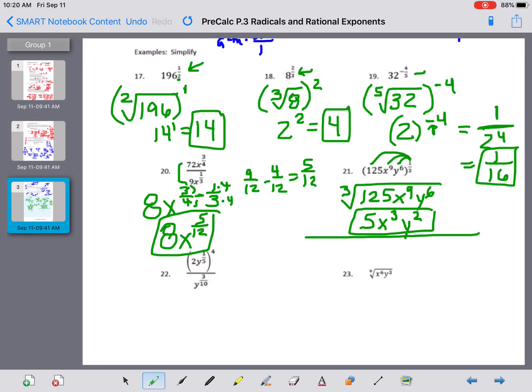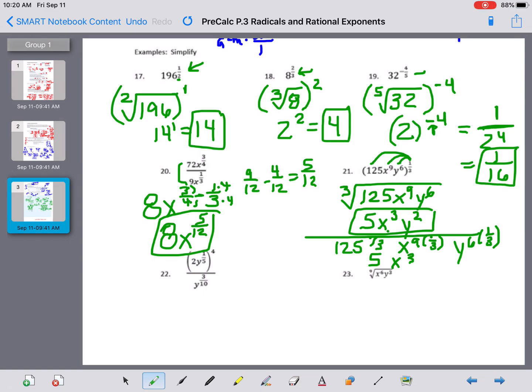So that's really saying I'm taking 125 to the 1/3 power. I'm taking x to the 9th to the 1/3 power. I'm taking y to the 6th to the 1/3 power, okay? Well, the 3rd root of 125 we already know is 5. Notice here when I do 9 times 1/3, I get 3, which is the same thing I got up here.